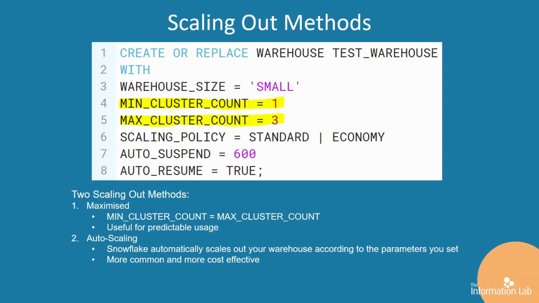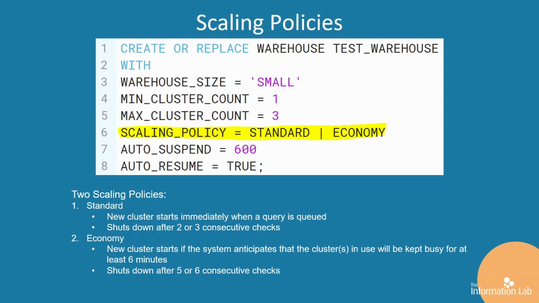So the autoscale method is where Snowflake will automatically scale out your warehouse when there are queries queued. Snowflake will do this according to the minimum and maximum values you set, as we've discussed. And this method is considerably more common and certainly more cost-effective. Now, with the scaling out method, there are 2 different scaling policies that come with it: the standard and the economy.